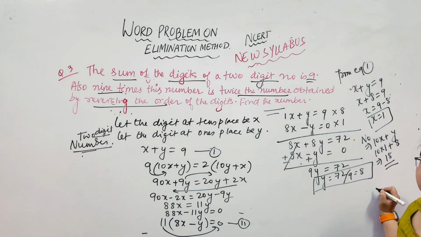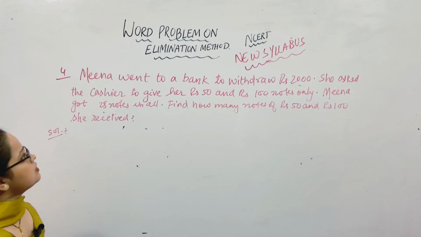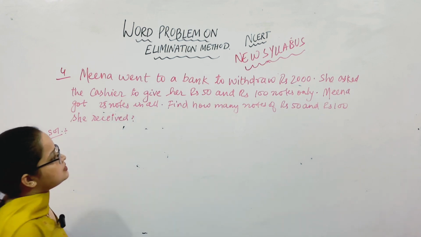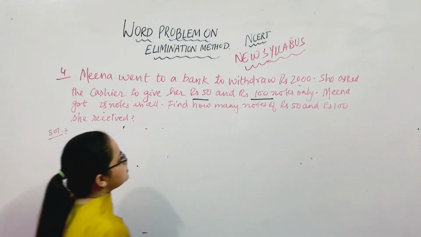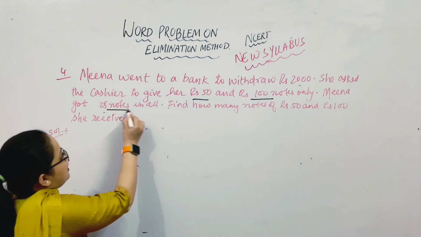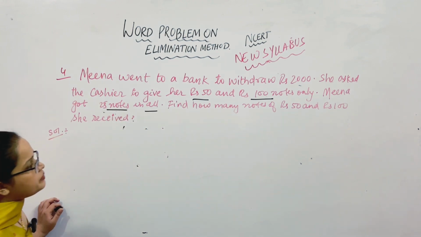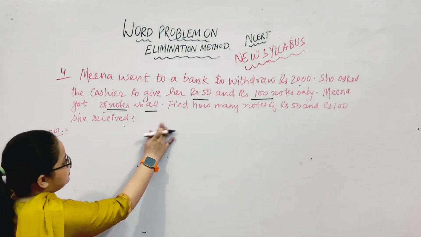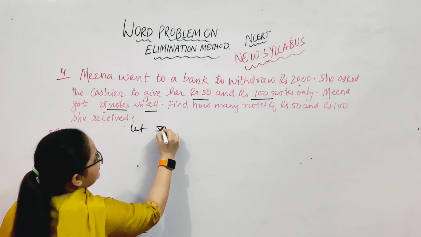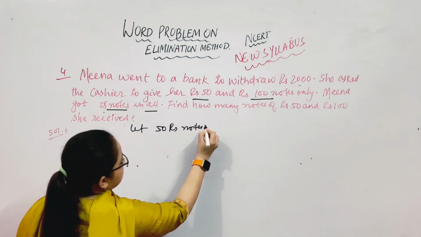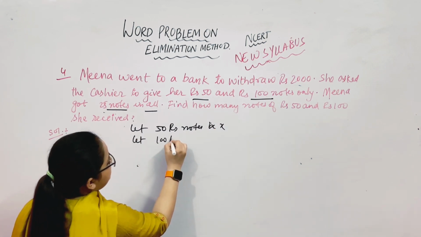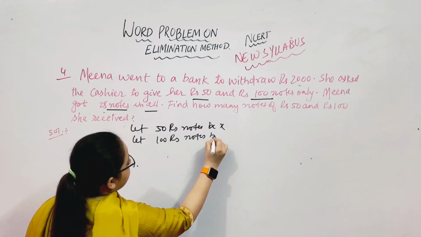Let's take another question. Question number 4 says, Meena went to a bank to withdraw rupees 2000. She asked the cashier to give her 50 rupees and 100 rupees notes. Meena got 25 notes in all. Find how many notes of rupees 50 and 100 she received. So let 50 rupees notes be x. Let 100 rupees notes be y.